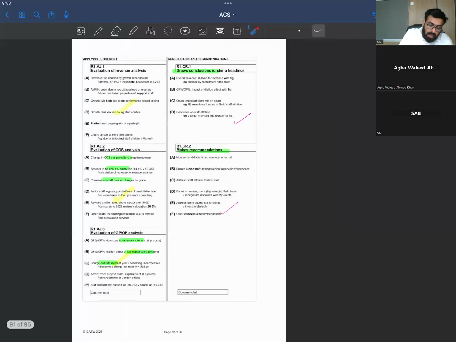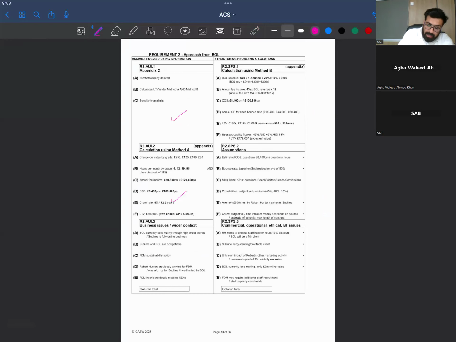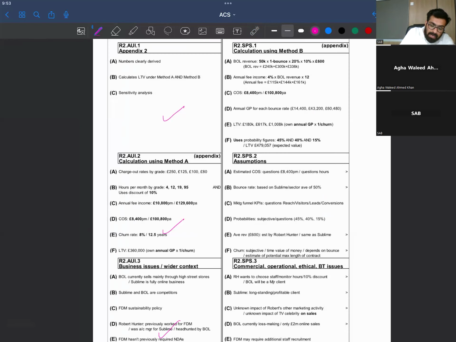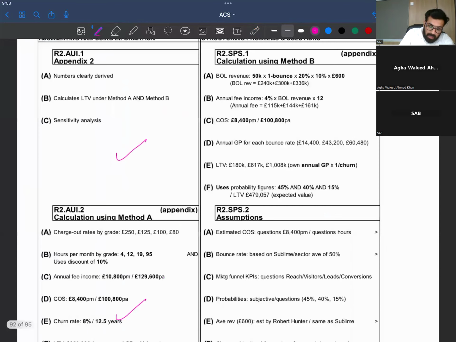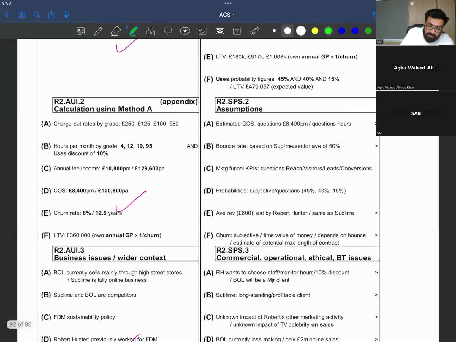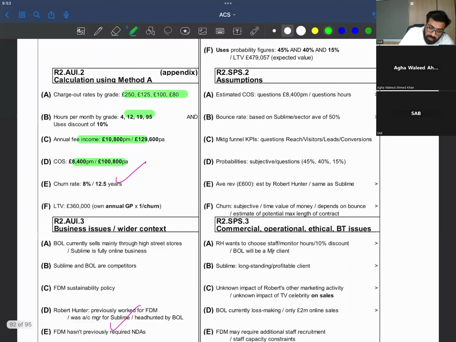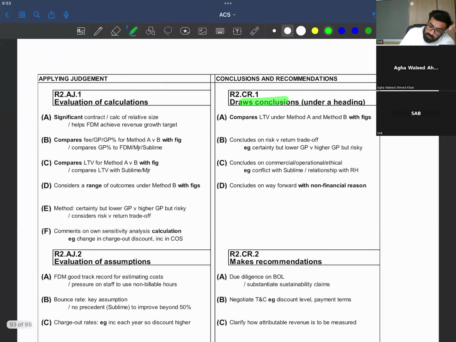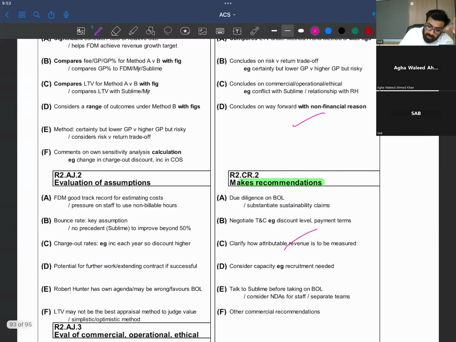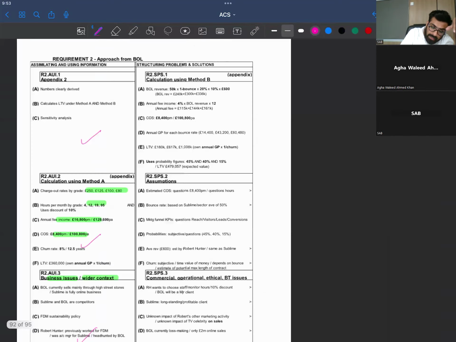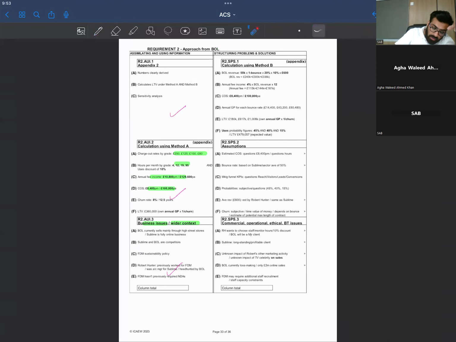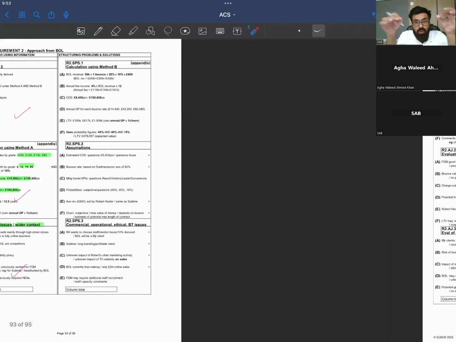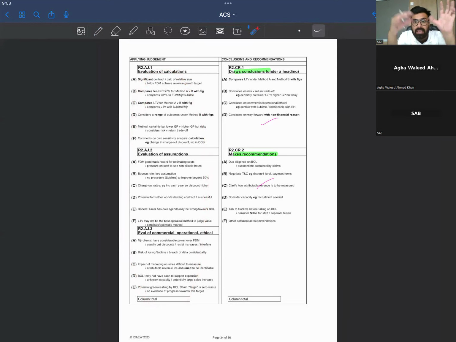Similarly with requirement 2. The boxes with the pink tick are easy. You always make the appendix, right? Similarly, you always calculate these types of ratios if there's a question, right? Similarly, you'll discuss the wider context and business issues. These are the easy points. Similarly, conclusions and recommendations are always made. The problem is with these 6 boxes, guys. With these 6 boxes, you have to make sure that you are writing and that your points are ticking these.